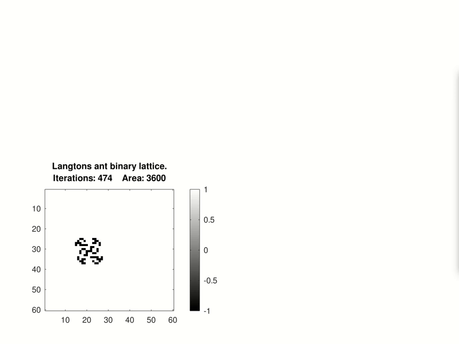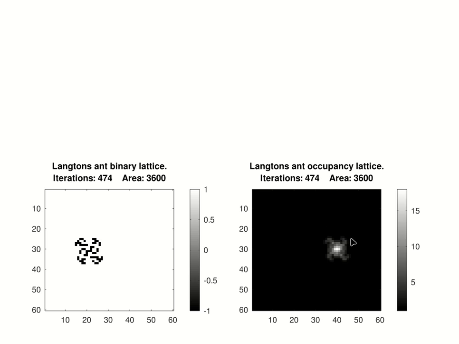Hello, it's Friday the 5th of July 2024 and I'm just doing a little video on Langton's ant. Here we have 474 iterations of Langton's ant and the area is 3,600, so it's the small lattice. And here is the occupancy.